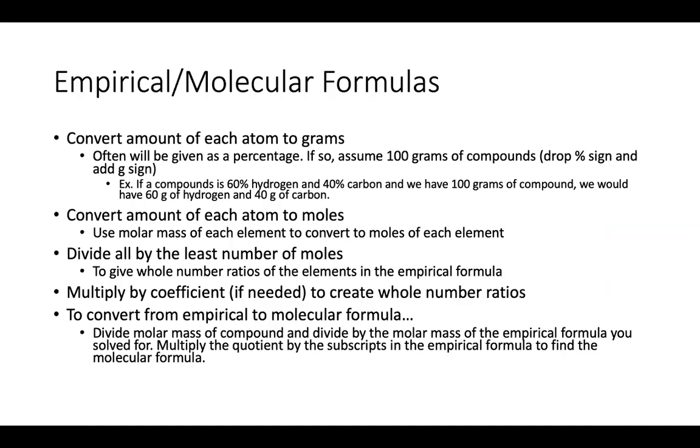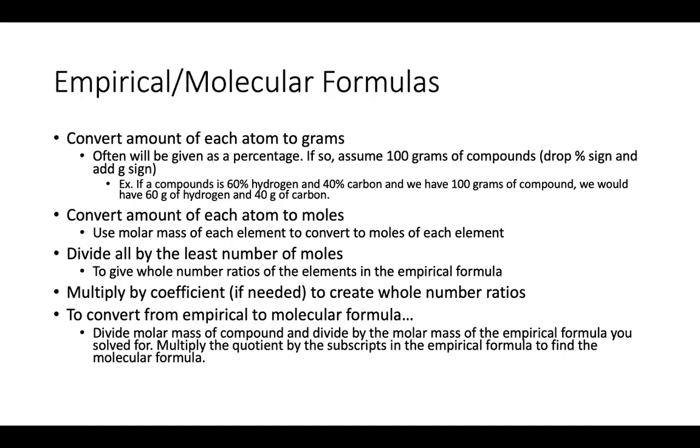So your first step is to get grams of all your compounds. Often you'll be given atoms in terms of mass percent, so we're just going to assume we have 100 grams of compound, allowing us to drop the percent and just write grams. An example: if a compound is 60% hydrogen and 40% carbon, and we assume there's 100 grams of compound, that means there's 60 grams of hydrogen and 40 grams of carbon. So again, convert first to grams.